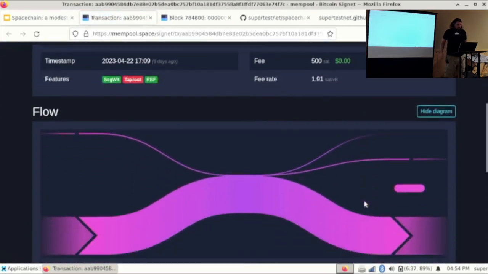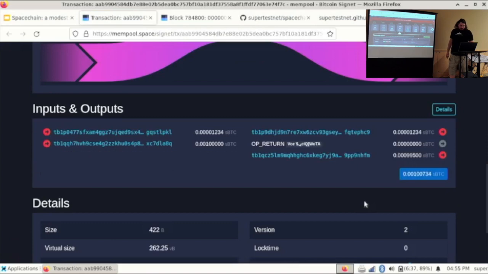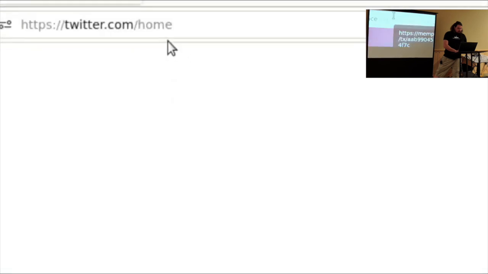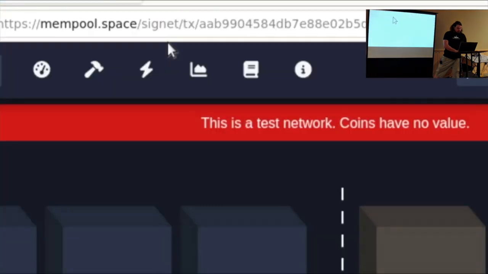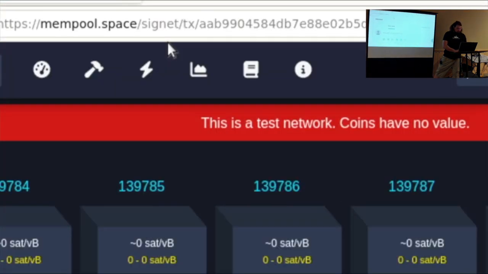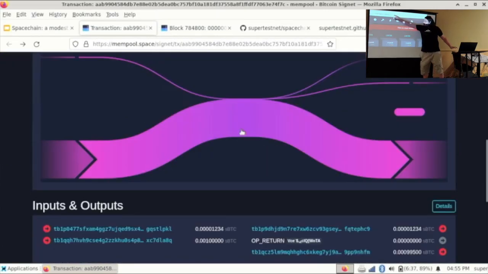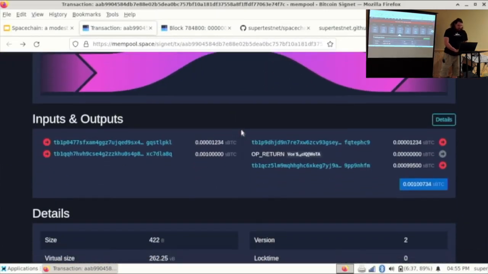I've got a couple of examples here. This one, I think, is mine. My space chain does this? No, this one's Fiat Jack's. Fiat Jack's space chain that he recently did on Signet, because you probably can't see that up there, this is a Signet block explorer. So that phrase right there. Ah, where'd it go? Signet, right there. So we're looking at the Signet block explorer here, and this is Fiat Jack's space chain implementation.